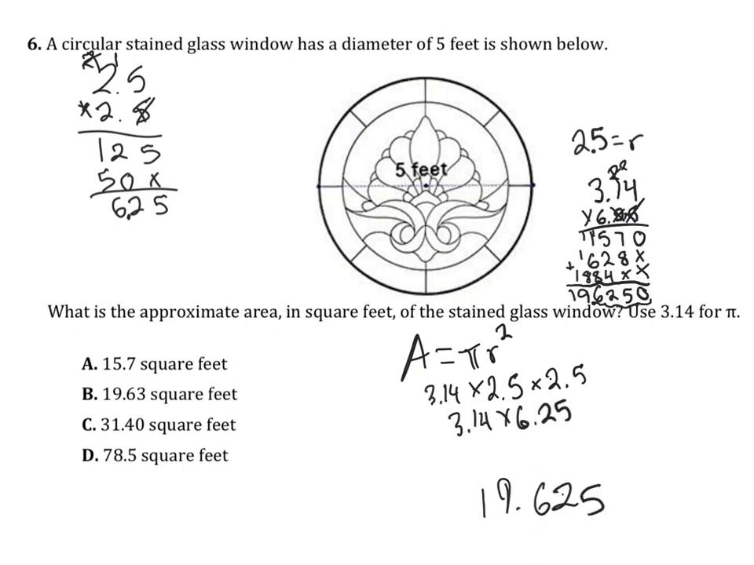19.625 feet. And now we need to round because we don't have anything that's that. So we look at this number right here. It's 5 or more, so we're going to up this score to 19.63.